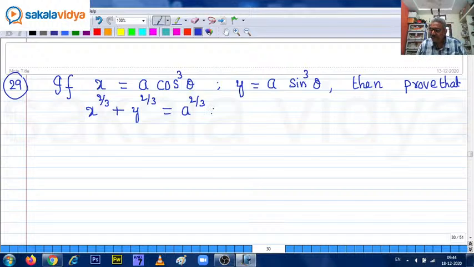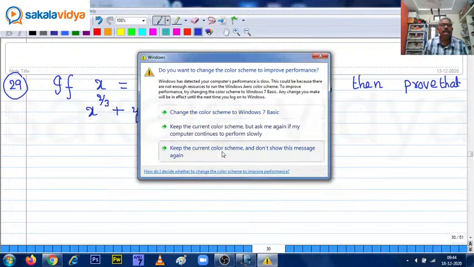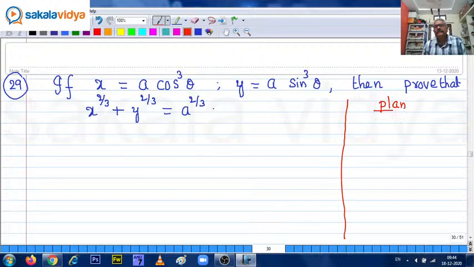Can you prove it? Okay. See, I'll give the plan, just implement it. So what does the plan mean?